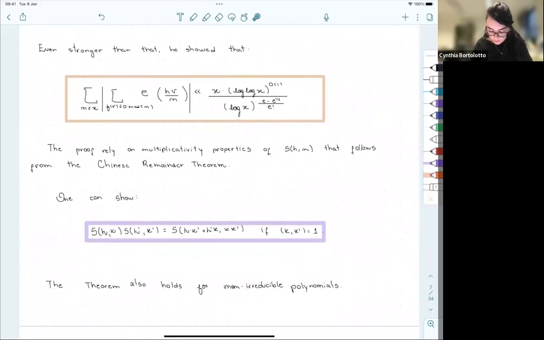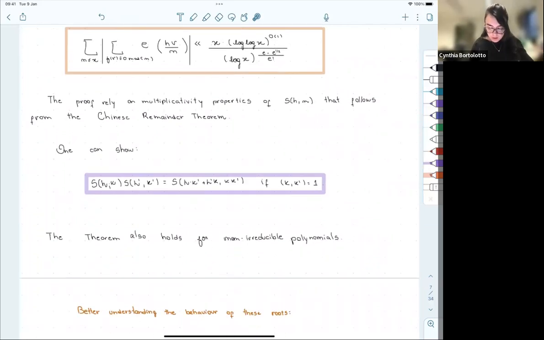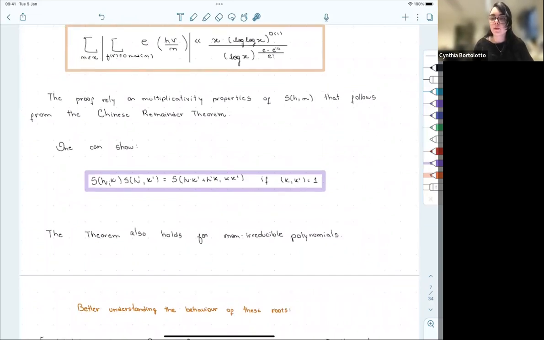So an observation is that the theorem also holds for non-irreducible polynomials. One could show that just by adapting the proof, but the result also holds. So we know that these sequences, these roots, are equidistributed, but we could try to get more information about it. And there's quite a lot of work in this.